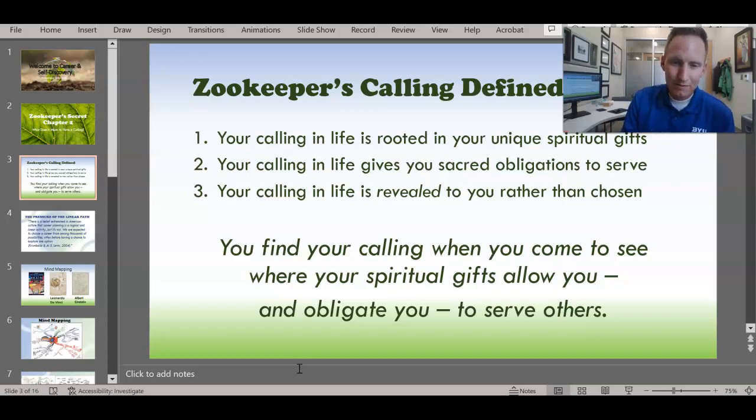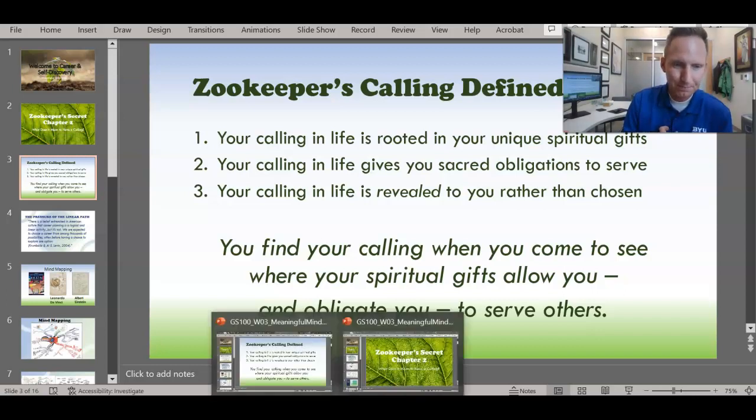And there's a lot of discussion you can bring up with these, and then this composite definition. When you find your calling, you see where your spiritual gifts allow you and obligate you to serve others. So this slide, bringing it forward from the slides from week 2, could be really helpful.